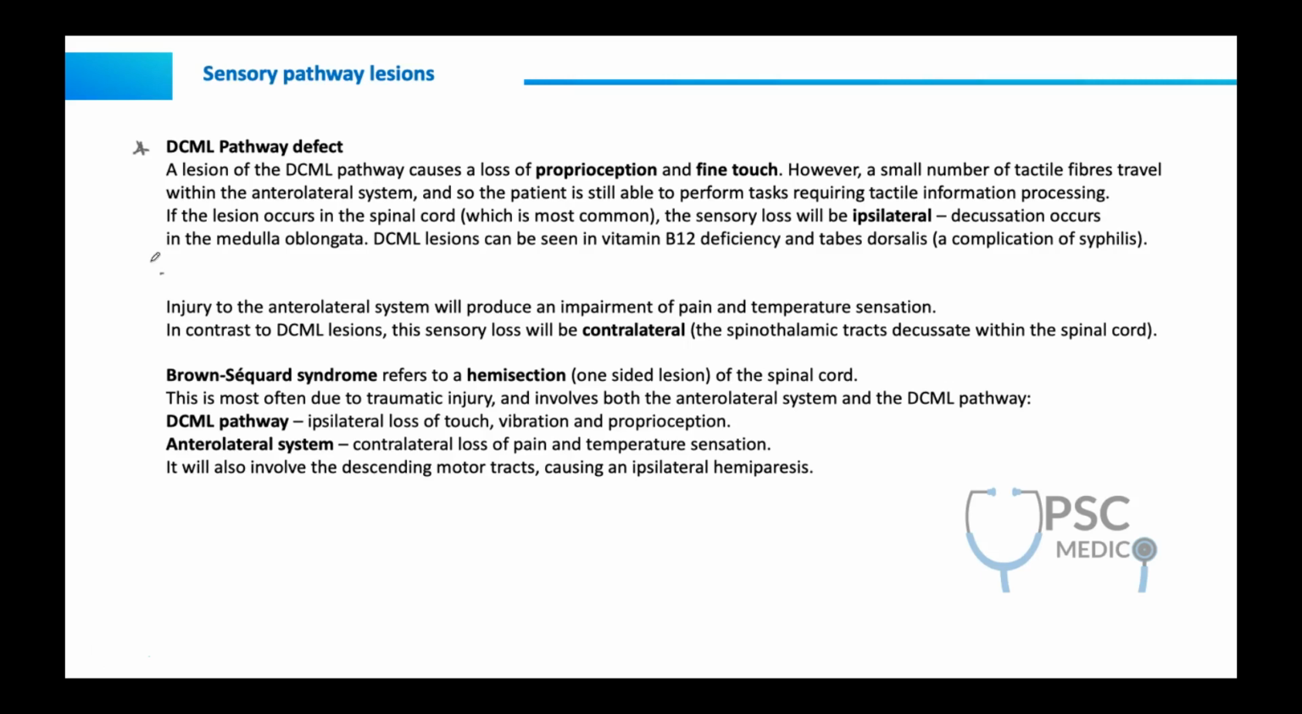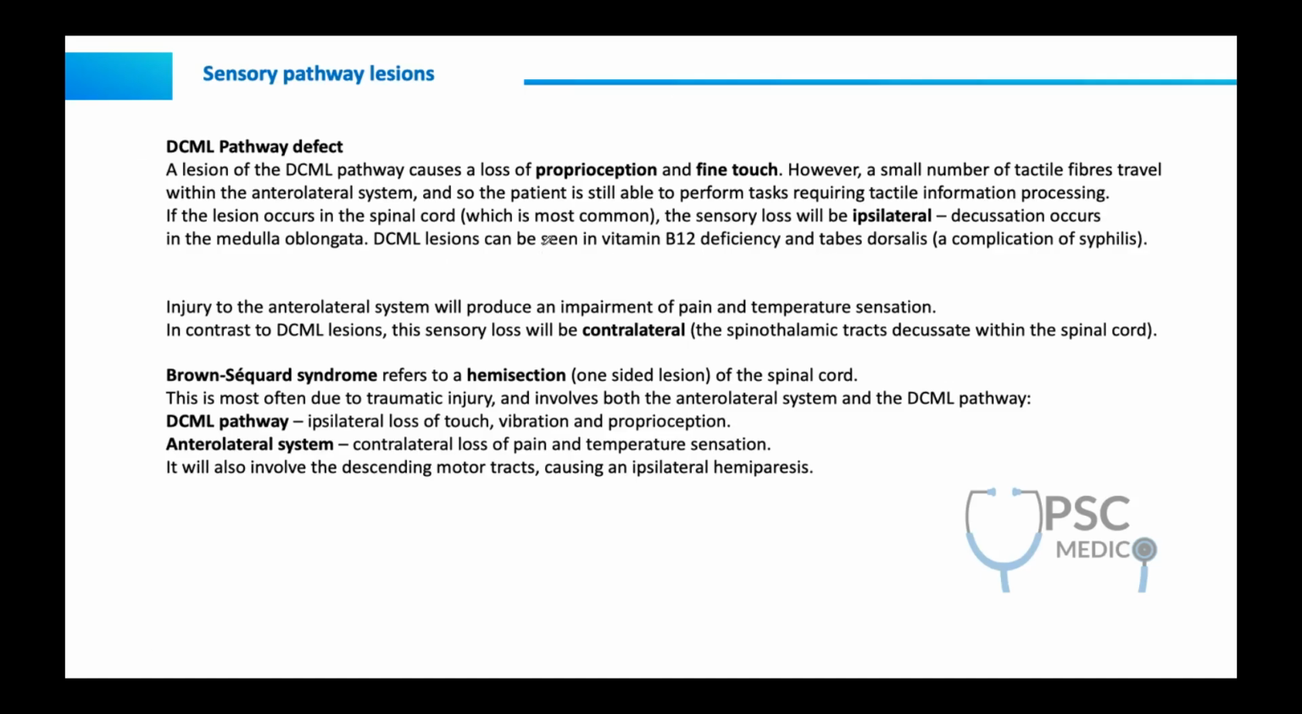And where do you see this? Yes, there is a hemisection. You will see the ipsilateral loss of proprioception and fine touch. Whereas when it comes to other diseases like vitamin B12 deficiency and also syphilis, you can see damage to DCML, and the earliest sign will be loss of proprioception and vibration sensations. Okay, so this is DCML pathway defect.